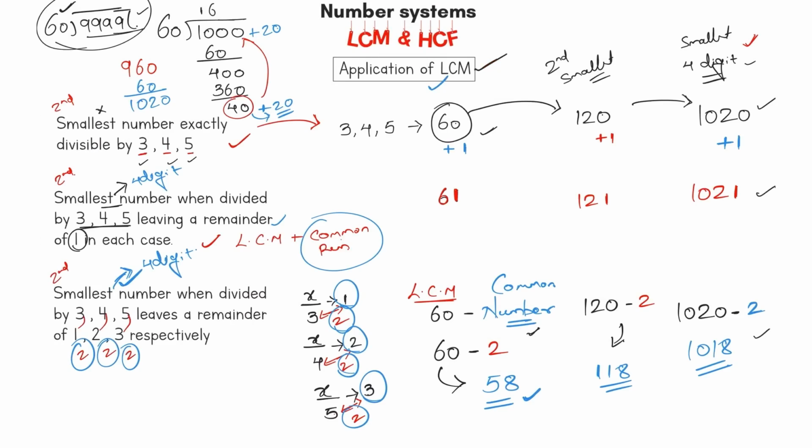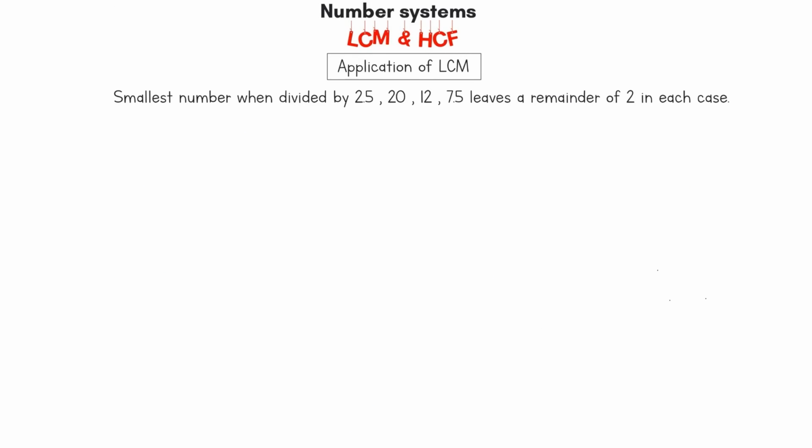If you can see it here, the second type is the smallest number when divided by 3, 4, 5 leaving a remainder of 1 in each case. So what do you do for that? First find out the LCM of 3, 4, 5, which is nothing but 60, and then add 1 to that, because then it will leave a remainder of 1, and that's what I'll do here. Okay, and as soon as you read "divided by", you understand it's an application of LCM.